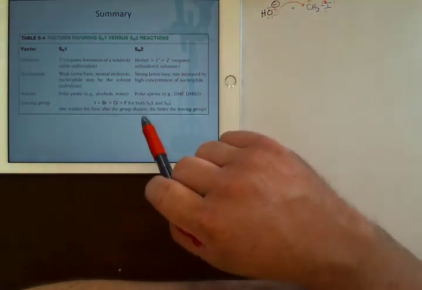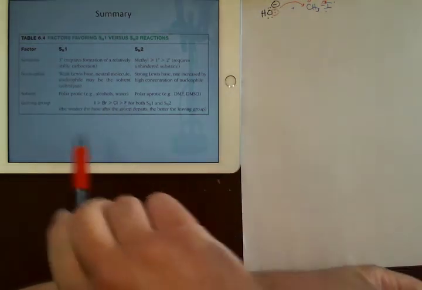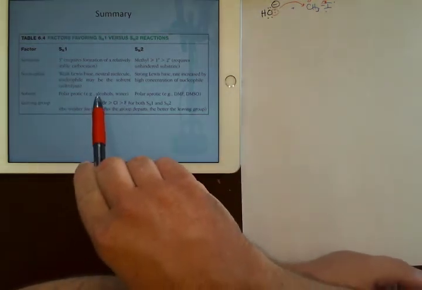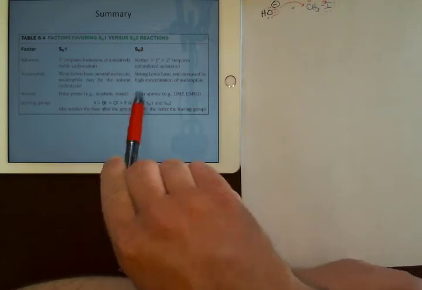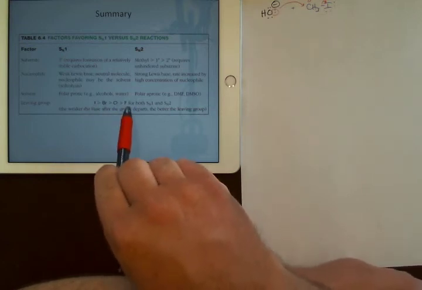Okay, and the better the leaving group for both of them, the better it's going to be. So if you just look at the halides, iodine is the weakest conjugate base, so it's going to be the best leaving group. Fluorine's a pretty decent conjugate base, so it's going to be a pretty bad leaving group.